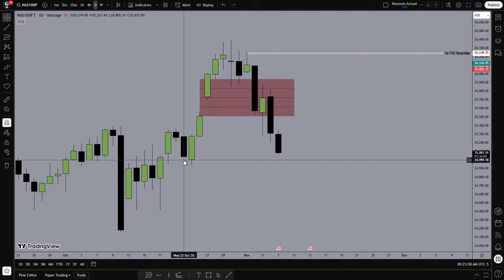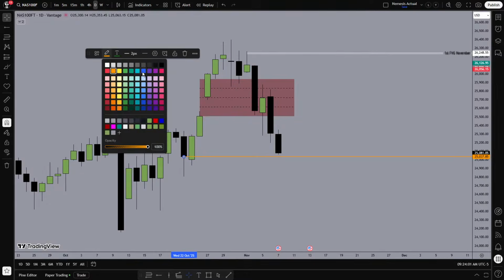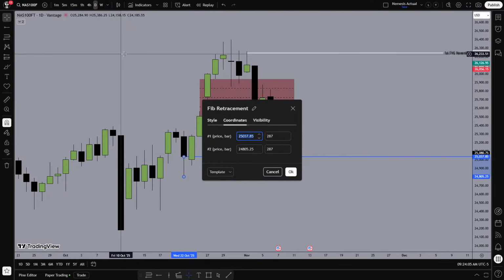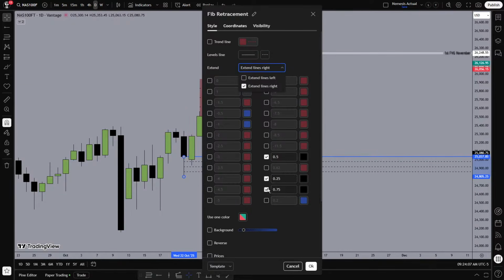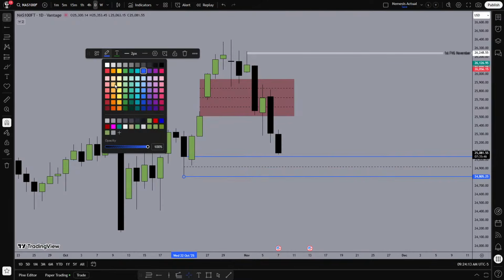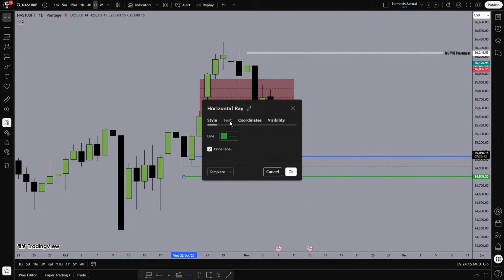pay attention to this rejection block. And then we're also going to have the wick consequent encroachment. I'm going to extend that to the right, and we're going to have the actual low of the range. So just keeping the chart clean.